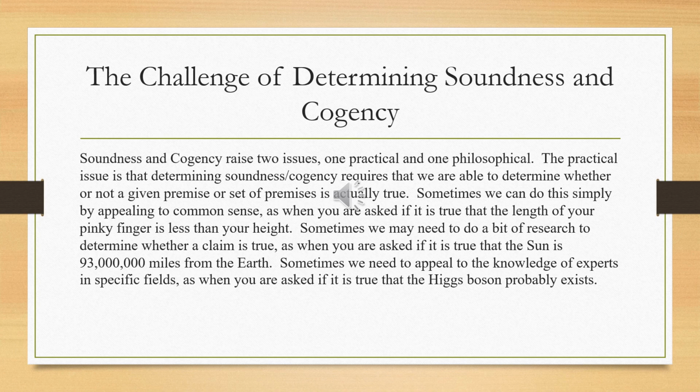So, soundness and cogency present challenges to us because they require that we know the actual truth. Sometimes we can do this, sometimes it's easy, sometimes we could do it with a little bit of research, and sometimes we have to rely on experts. That's why there are experts. They have a body or basis of factual knowledge that can serve to confirm whether or not premises are actually true or actually false.